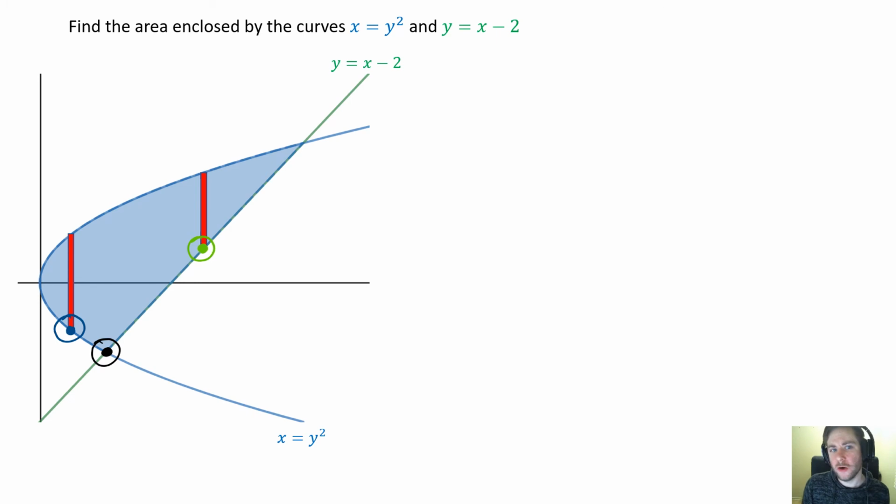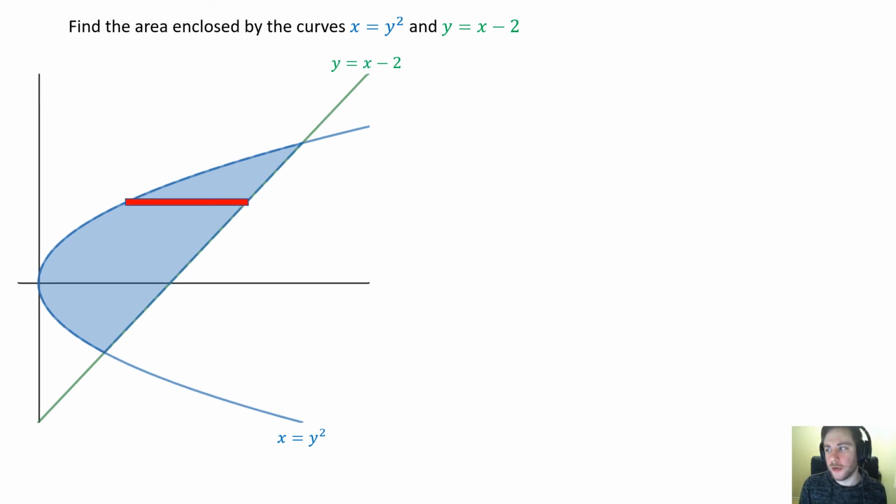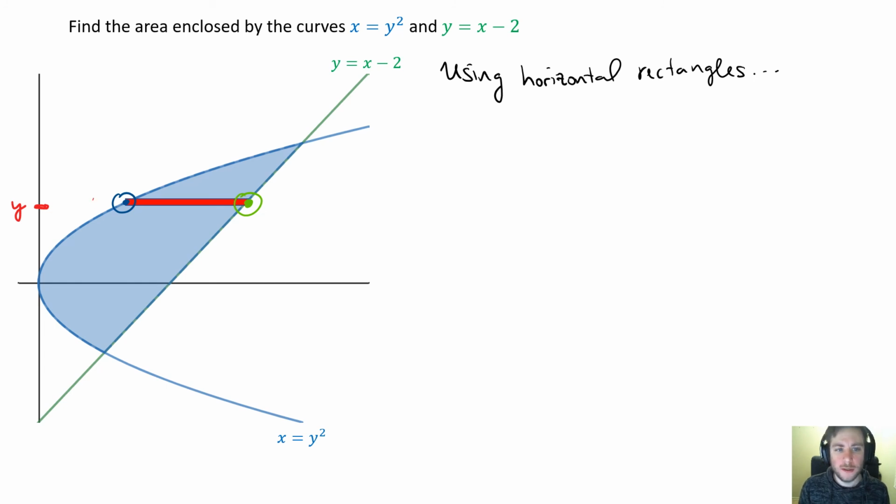On the other hand, for a horizontal rectangle, the right end would always be on the green curve, and the left end would always be on the blue curve, no matter which sample horizontal rectangle you look at within this region. So that being the case, horizontal rectangles are the superior method here. They'll both get the job done, but in my opinion, this is easier. Now, remember that the letter y will be used to designate the position of our sample, and dy will designate the width.